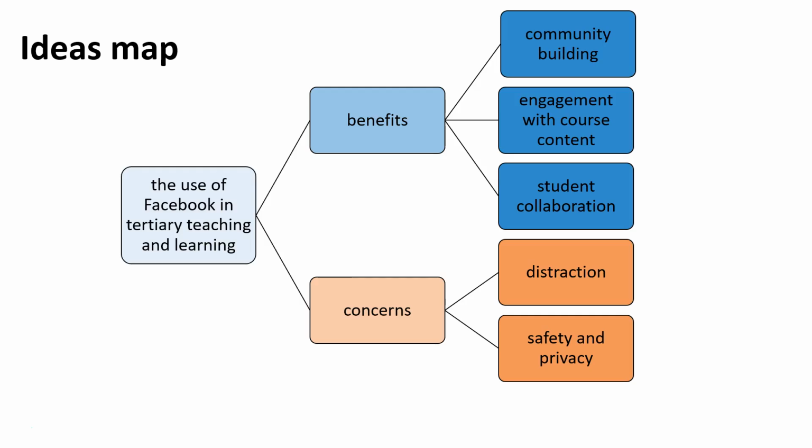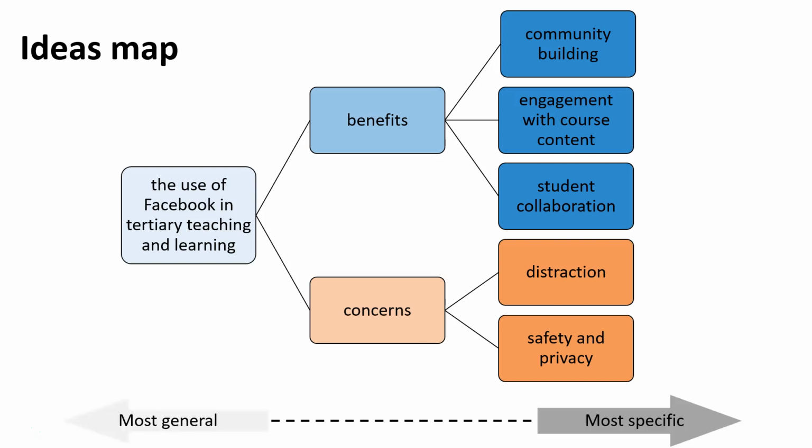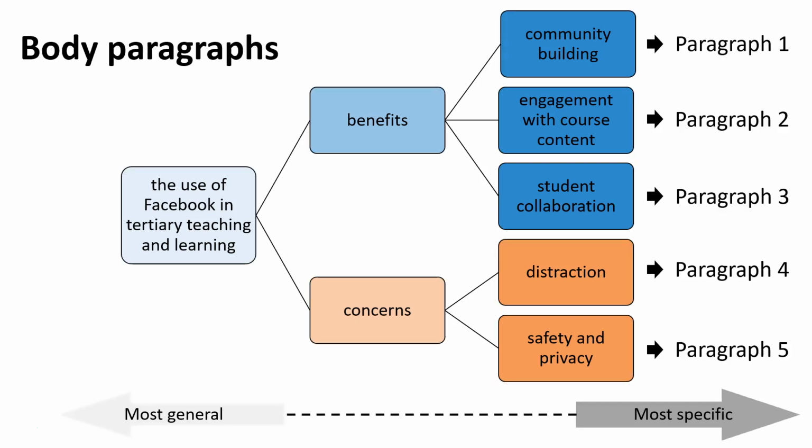You can make an ideas map to help you structure your assignment. It's organised from the most general to the most specific. Here's the essay topic, and then the topic is divided into the benefits and concerns. The more specific detail is on the right side. Here there are 3 specific benefits and 2 concerns. You can use these points to make separate paragraphs in the body of the assignment.